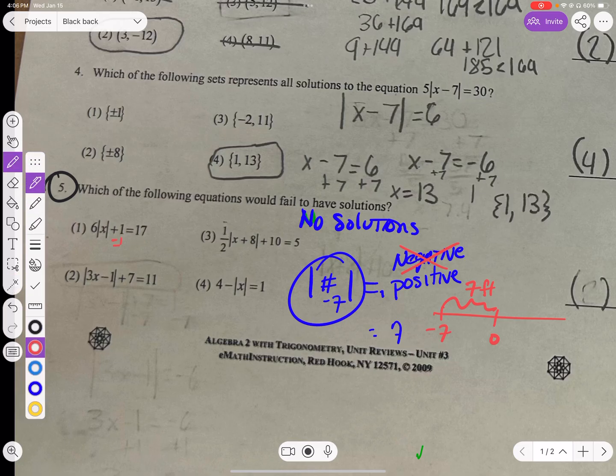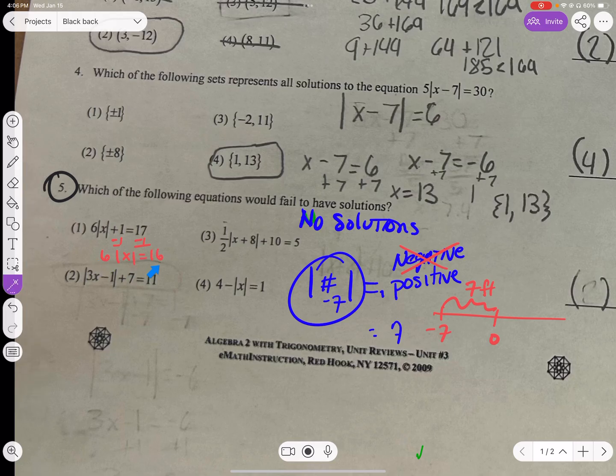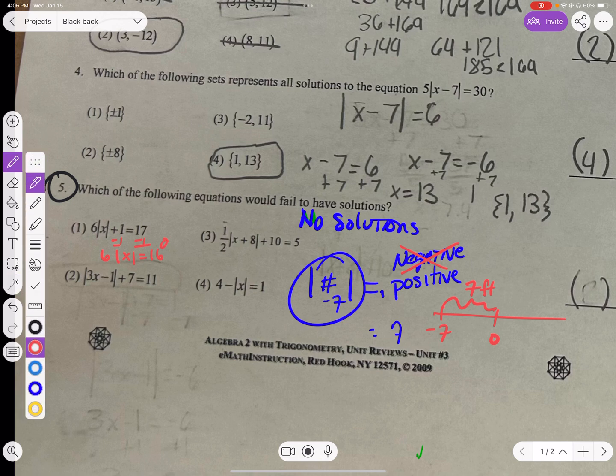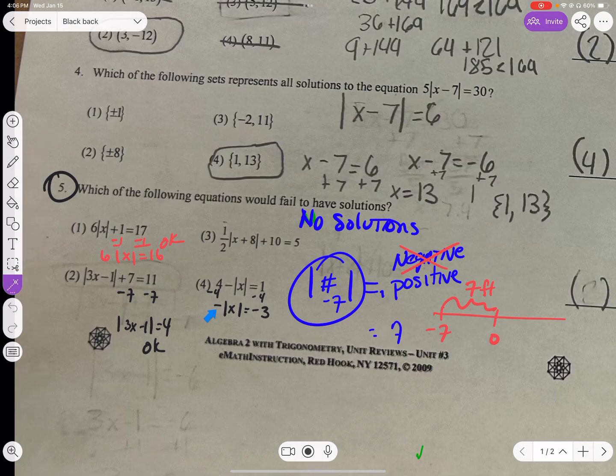So like this one, we go -1, -1, 6, absolute value of x equals 16. And when I divide by 6, I'm going to have a positive answer. So that's okay, that one will give me some solutions. This one I subtract 7 and I get a 4. So I've got an absolute value and it equals a positive number, and that is okay. Right here, though, I'm looking at number 4. I subtract the 4 from both sides. Nope. I get a -3, but I still have this negative out front. So I'd have to divide by a -1.